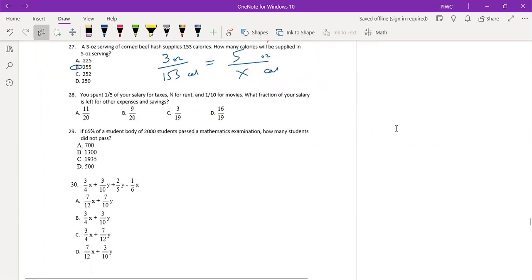Then 28. You spend 1/5 of your salary for taxes, 1/4 for rent, and 1/10 for movies. What fraction of salary is left for other expenses? Okay. So it means that we have to add all the fractions that we have here. So 1/5 plus 1 over 4 plus 1 over 10. So we need the LCD.